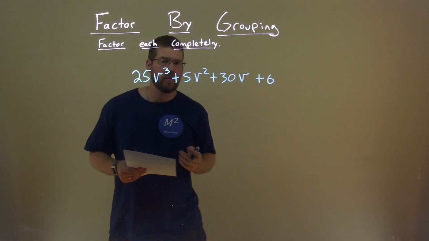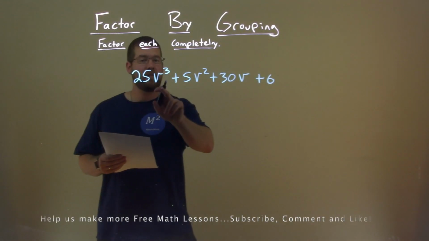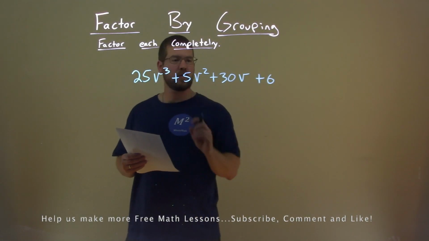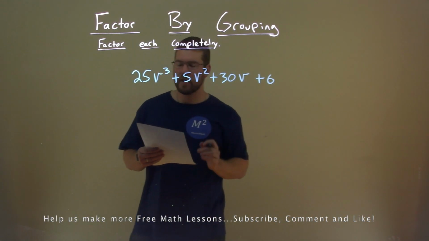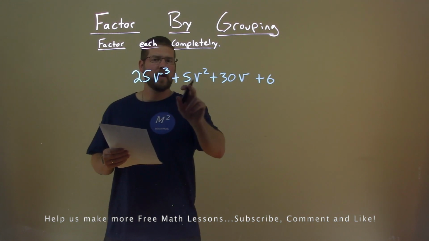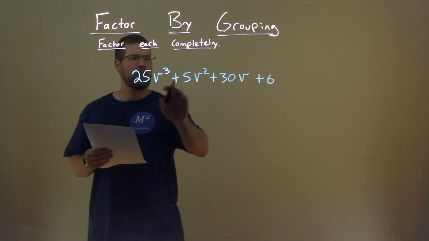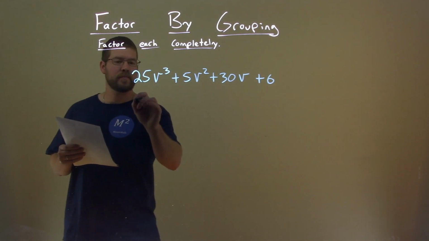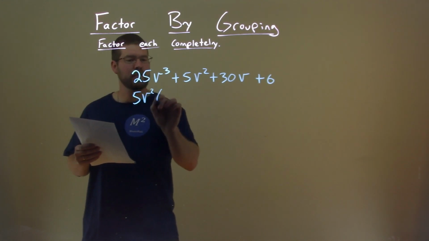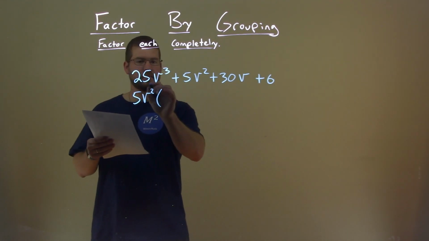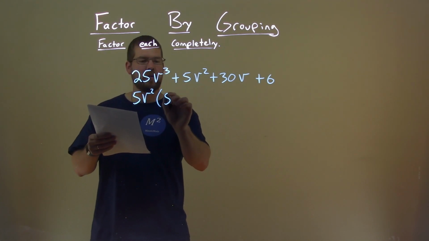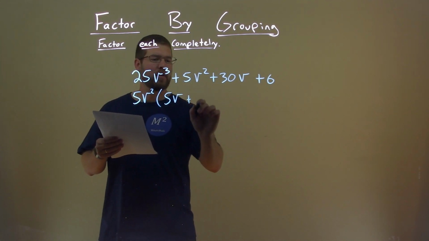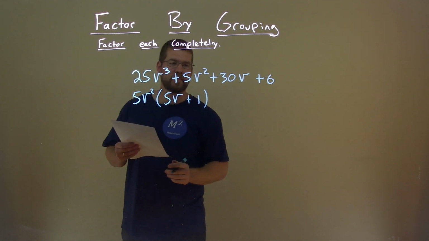We're given this problem right here: 25v to the third power plus 5v squared plus 30v plus 6. And we want to factor this completely. Well, the first part right here, I see that I can pull out a 5v squared from both parts. I pull out a 5v squared, and 25v to the third power divided by 5v squared is just 5v. In the second part, I'm left with just a 1.